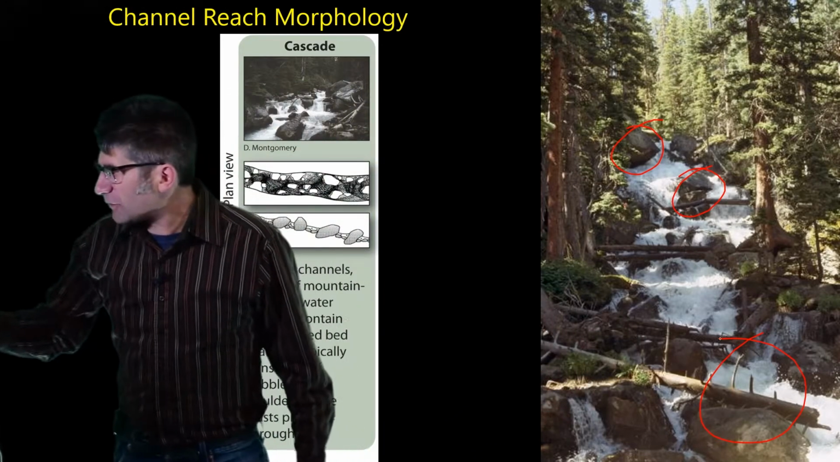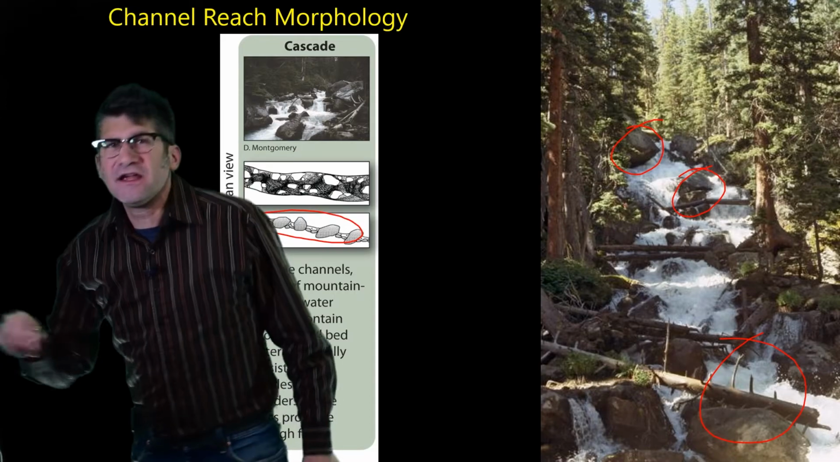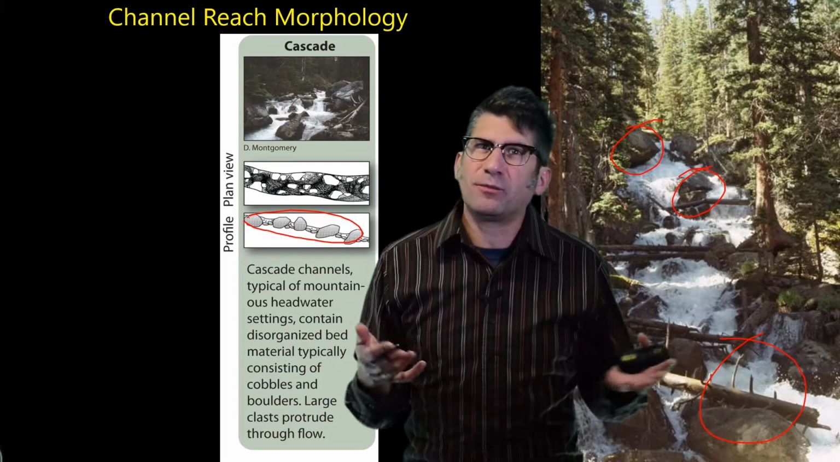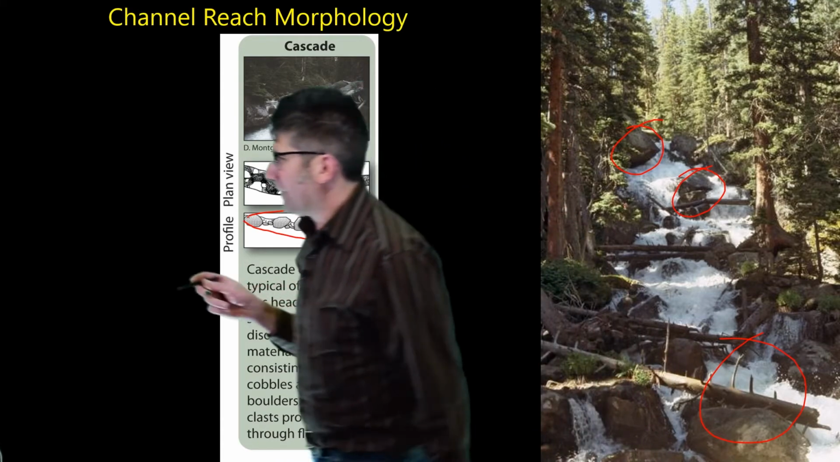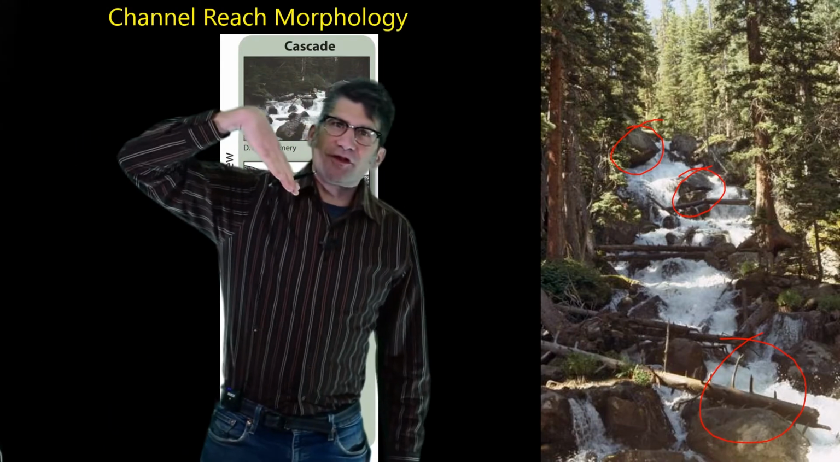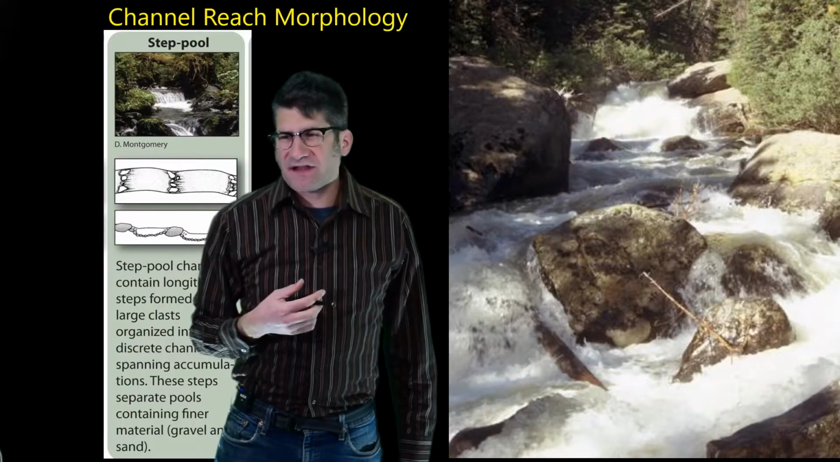And so you might not have a lot of spacing in where these boulders are because you're not able to effectively move these boulders in the river itself. So we call this a cascade morphology. Think really steep mountainous terrain is where we have cascade.